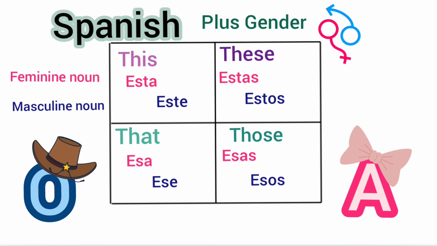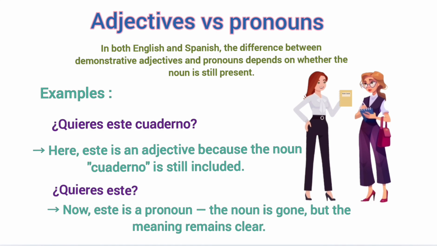At first, it's easy to mix them up. They're short and quite similar, but with practice, they become second nature. In both English and Spanish, the difference between demonstrative adjectives and pronouns depends on whether the noun is still present. For example, ¿quieres este cuaderno? Here, este is an adjective because the noun cuaderno is still included. In the next example, ¿quieres este? Now, este is a pronoun. The noun is gone, but the meaning remains clear. You'll understand which one is meant by context, tone, or even a simple gesture.